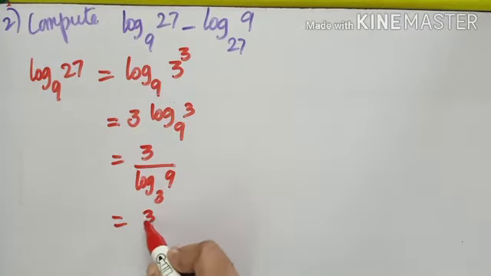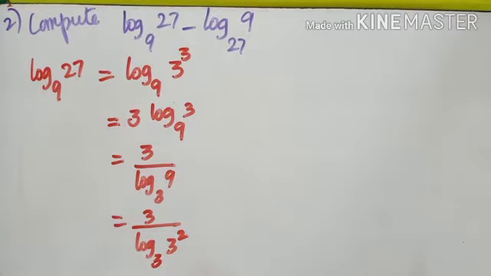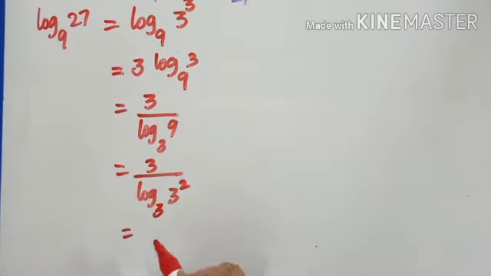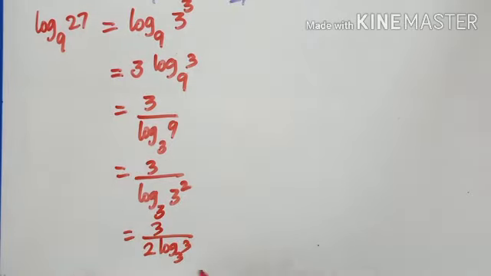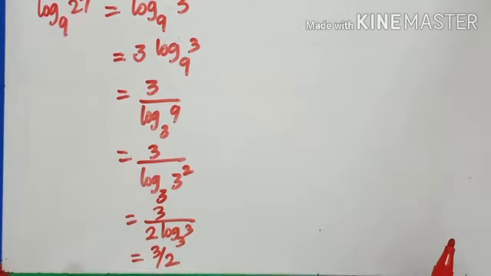How to write 9? It can be written as 3 square, base 3. Bring the power near. So this will become 3 by 2 log 3 base 3. When it is the same number, we get 1. So my answer is 3 by 2.